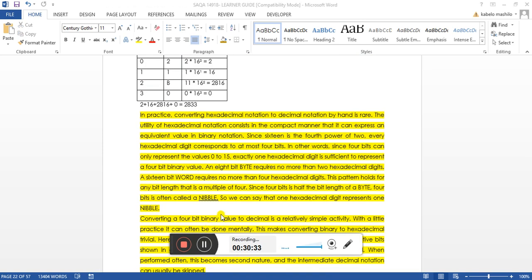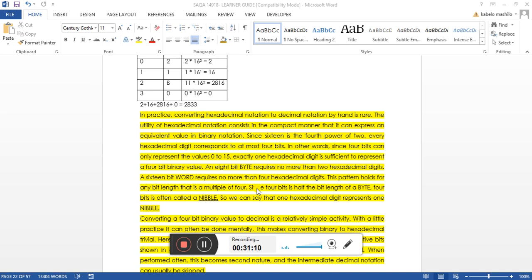In practice, converting the hexadecimal notation to decimal notation by hand is rare. The utility of hexadecimal notation consists in the compact manner that it can express an equivalent value in binary notation. Since 16 is the fourth power of 2, every hexadecimal digit corresponds to at most 4 bits. In other words, since 4 bits can only represent the values 0 to 15, exactly one hexadecimal digit is sufficient to represent a 4-bit binary value.